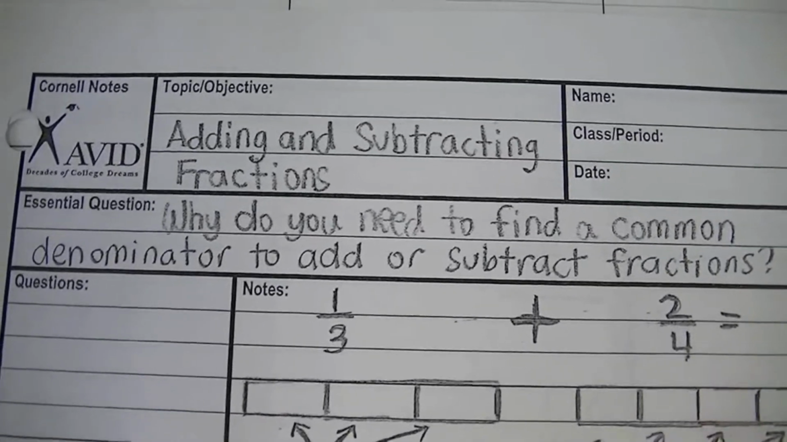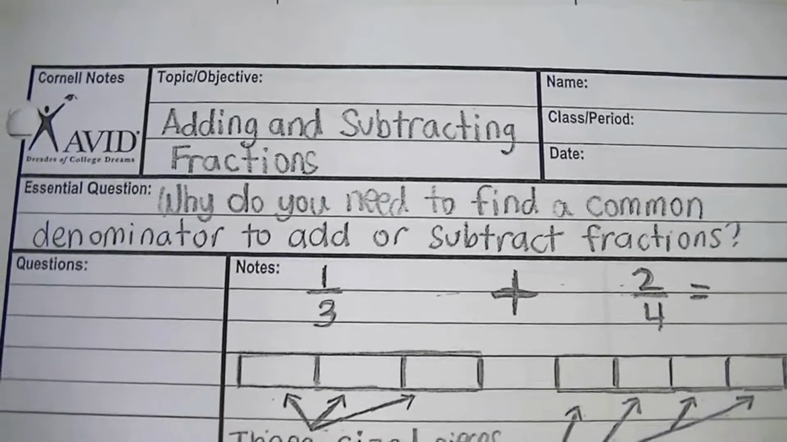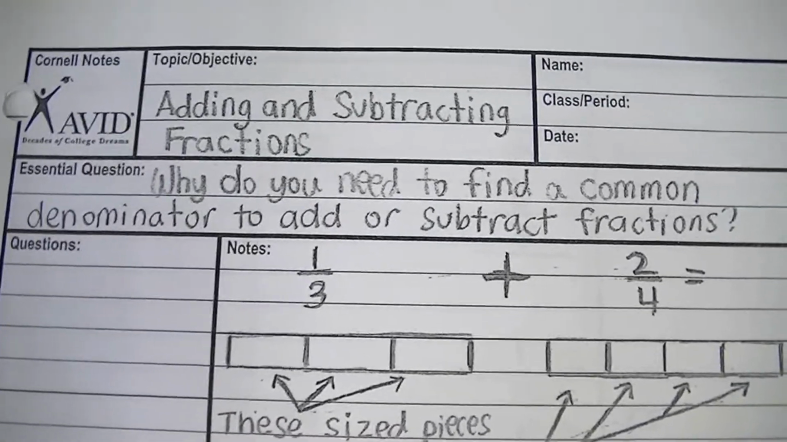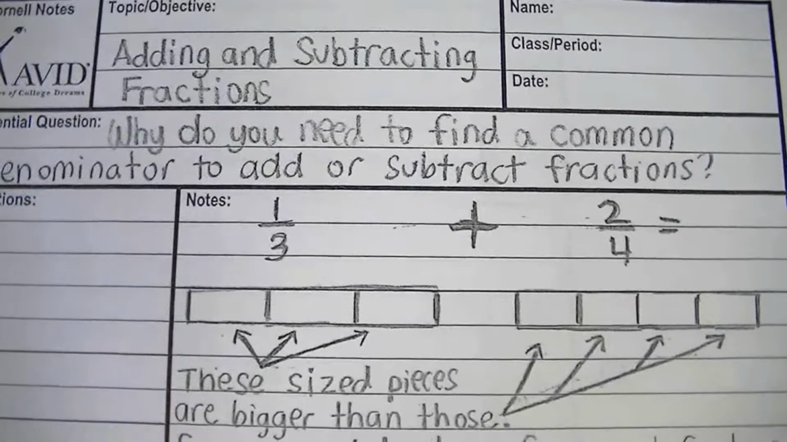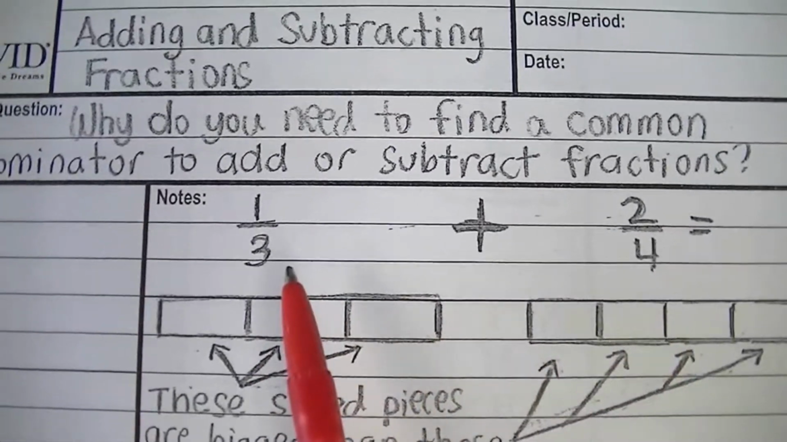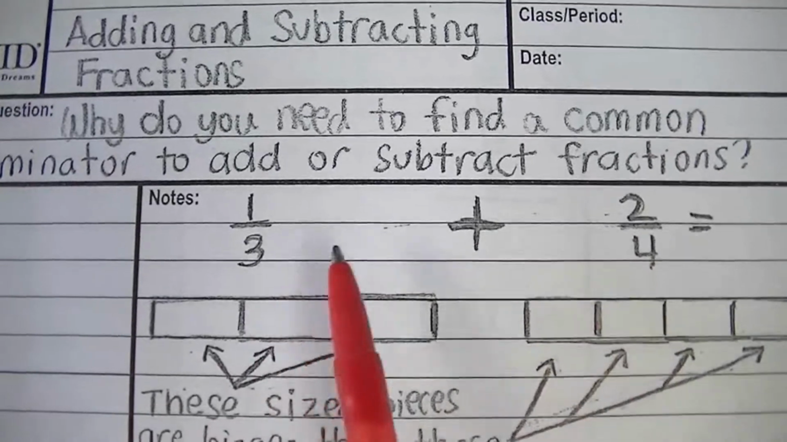Today's topic has to do with adding and subtracting fractions. The essential question is, why do you need to find a common denominator to add or subtract fractions? So right here we have 1/3 plus 2/4. You'll see that they have different denominators.